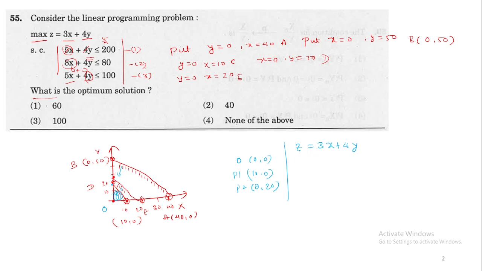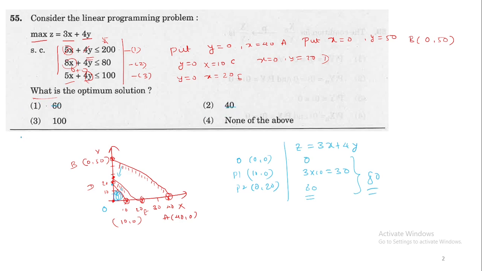If you put (0, 0) here, 3 into 0 plus 4 into 0 is just 0. At (10, 0), that is 3 into 10, which is 30, and 0 into 4 is 0. And at (0, 20), 4 into 20 is 80. So here the maximum we are getting is 80.